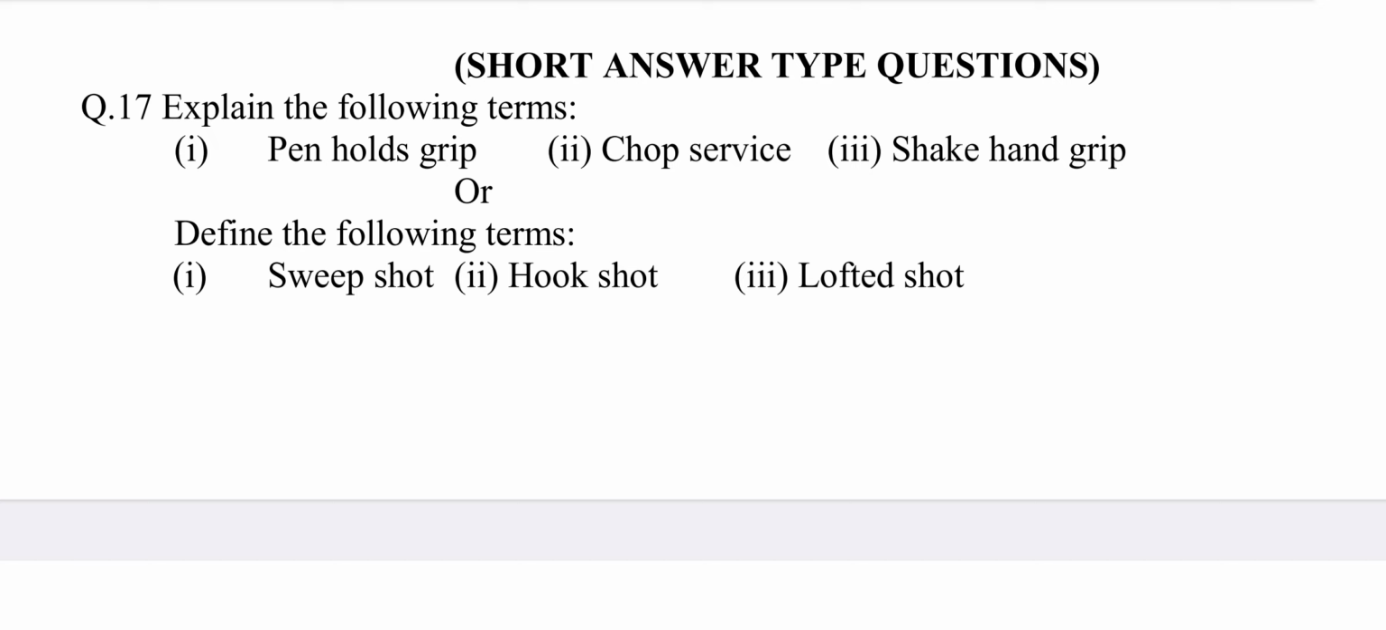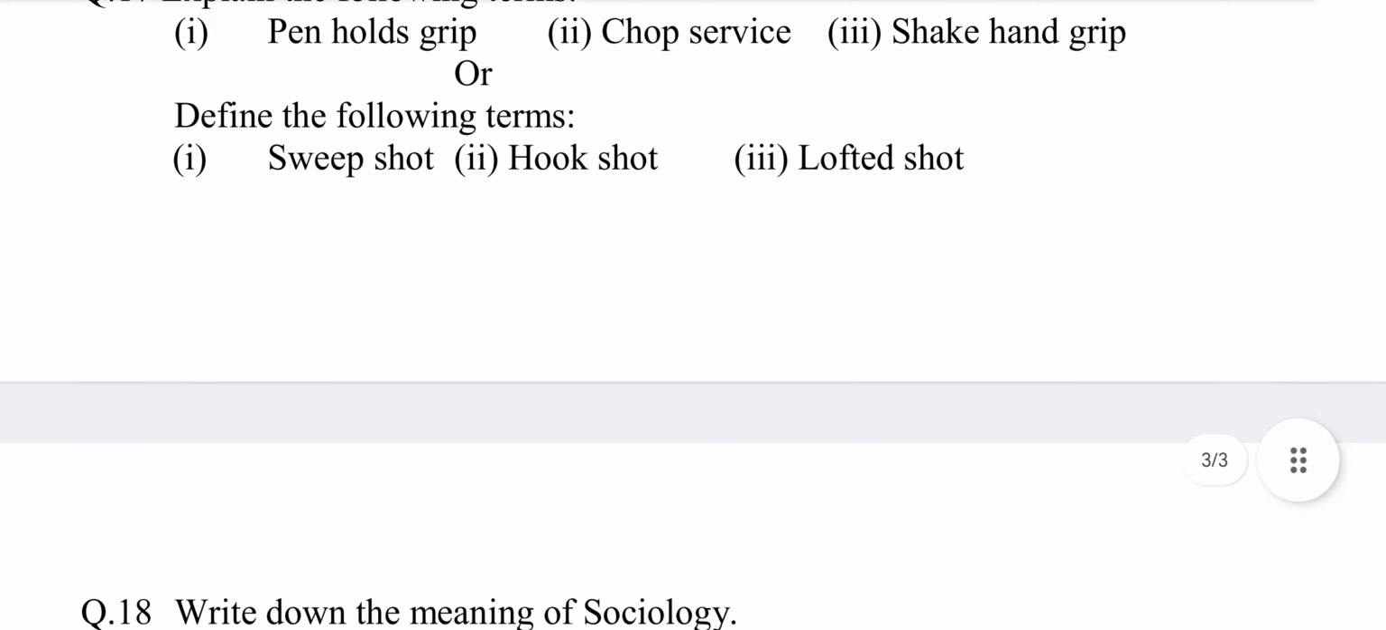Or, define the following terms: first part, sweep shot; second, hook shot; third, lofted shot. This question is selected from chapter number 7, concept of major games and sports. The answer may be: first part, sweep shot. In this shot, the batsman hits the ball to deep angle while kneeling down, which is called sweep shot.